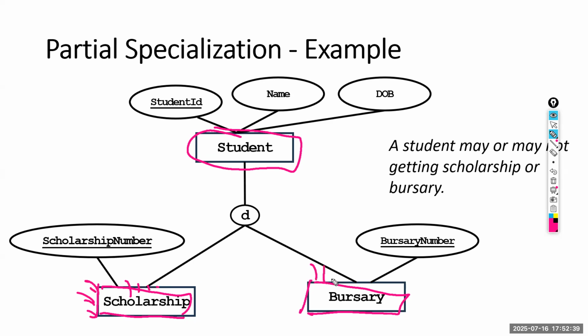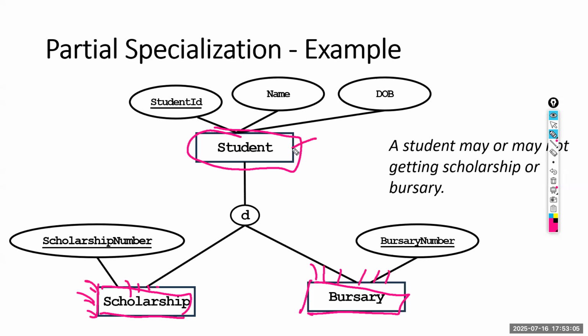Maybe they are qualified for a bursary. Bursary is from a special fund from the university. They give sort of a scholarship again, a little bit less amount. So then some students get a scholarship, some students get a bursary. Usually they don't give both because that is unfair. Therefore, it is disjoint. But now, total or partial.